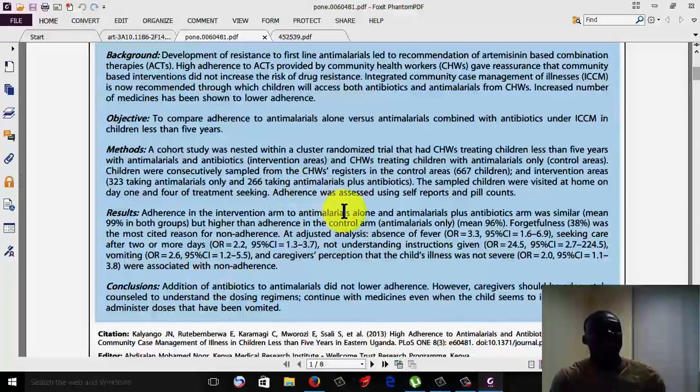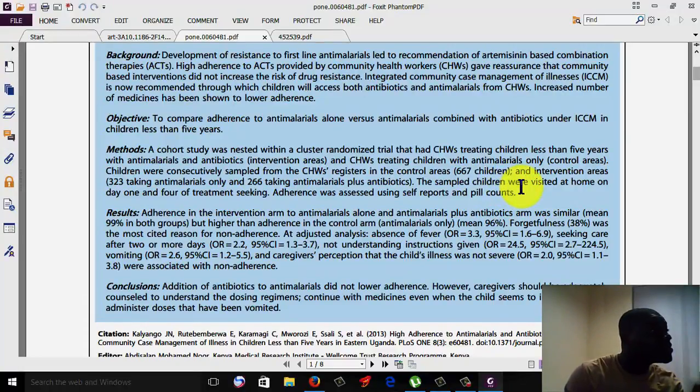So adherence was assessed using what? Self-report, and then what? Pill counts. So it means the standardized ways of measuring adherence are not going to ask people unnecessary questions. Are you getting it? The self-report may involve asking people questions, but which questions actually make up the self-report? The pill count: how is the pill count done?